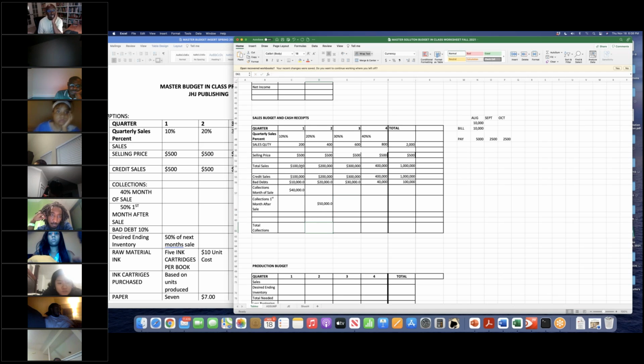So you made a sale of 100,000. 10,000 of it, people are not going to pay you at all. You get 40,000 in the quarter of sale, then 50,000 the next quarter. So in the first quarter, 40, second quarter, 50. Are there any corrections? Any questions?